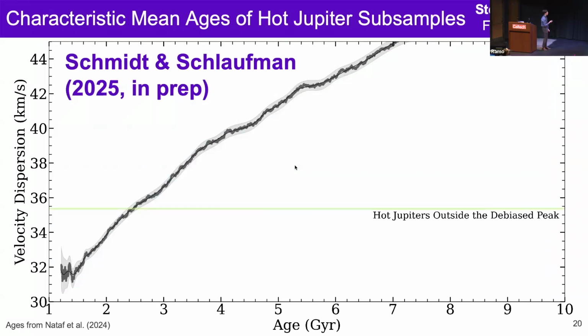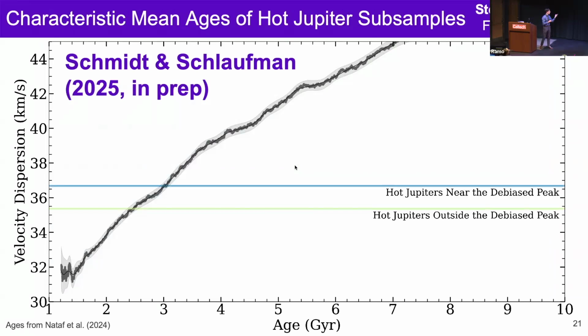Now, the ones outside the peak are young. I mean, it's expected that hot Jupiters have a cold velocity dispersion. But when we look at the ones near the peak, those are a bit older than that. And for the ones inside the peak, we find those are a little bit older than that, but not really too much.